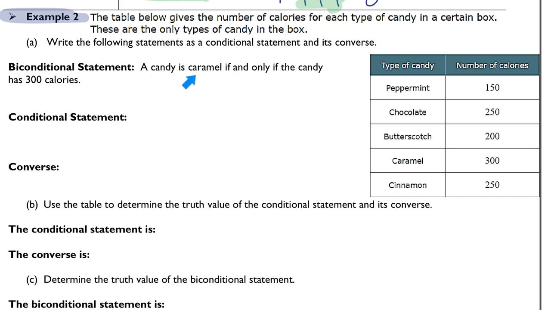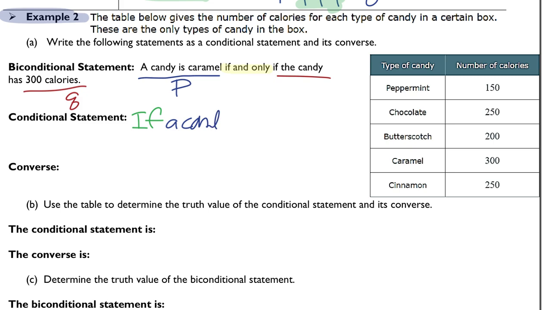So our conditional statement: a candy is caramel if and only if the candy has 300 calories. So we're going to write its conditional statement and then write its converse. So the idea is noticing where it has if and only if. What we do is this part is going to be my P, and this part over here is going to be my Q.